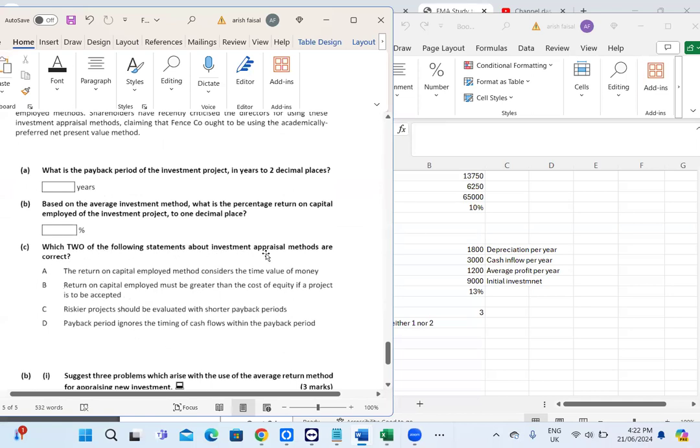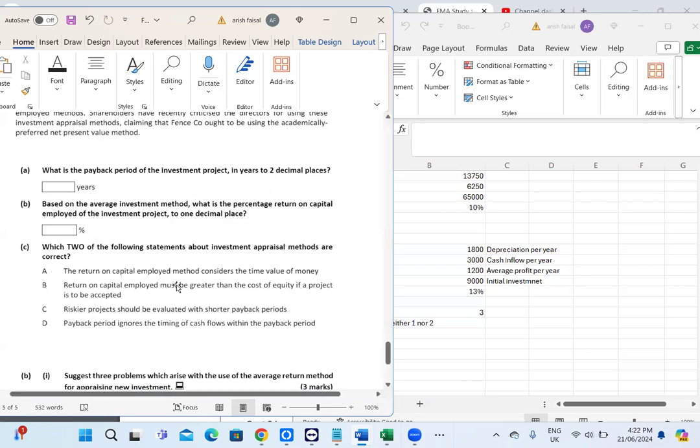Which two of the following statements about investment appraisal methods are correct? Normally, if I were in your position in the exams, I would look at the theoretical questions first, especially those which are not related to the scenario. If it doesn't relate to the scenario, you don't have to read the scenario and you can simply attempt those questions.